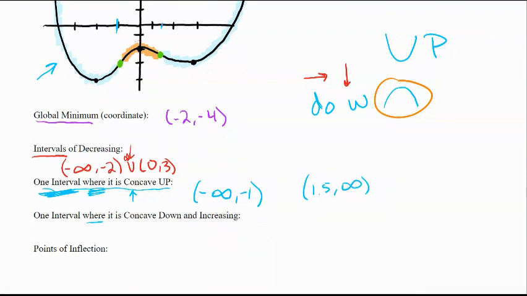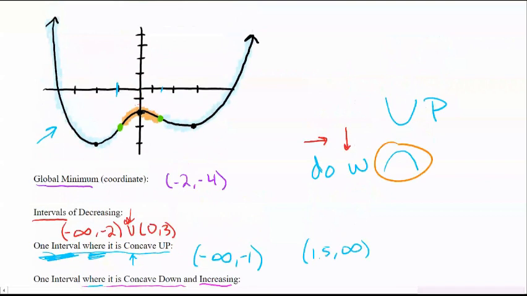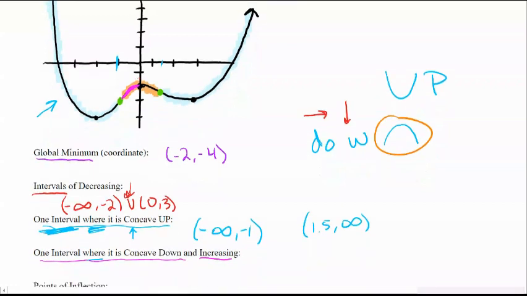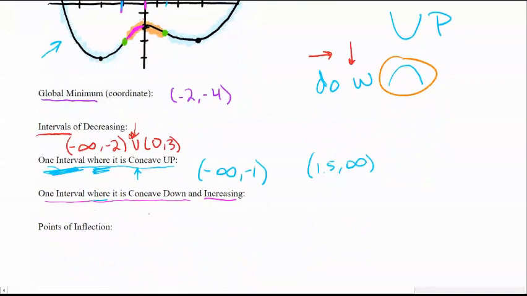Okay, next one says one interval where it is concave down and increasing. So first of all, concave down is that orange part that I just highlighted here. And I'm looking for where is it concave down and increasing, and that is only along this section here, because if you remember, from 0 onward, it is going down, it's decreasing. So the only section that's concave down and increasing is that little pink part there. And I'm looking for the x values. So from -1 to 0. -1 to 0 is the interval where it is concave down and increasing.